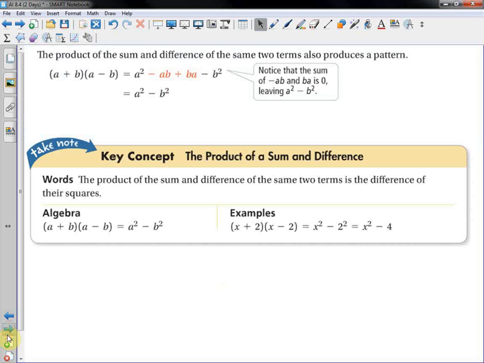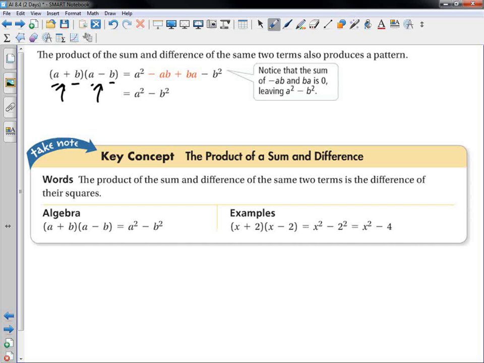Okay, the first one is when we have the same numbers but they have opposite signs. So one's a plus, one's a minus. Which is different than a binomial squared because that was the exact same. But these ones have different signs. So they're a little bit different but really similar.